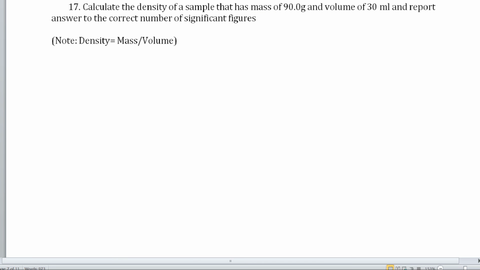Calculate the density of a sample that has a mass of 90 gram and volume 30 milliliter and report the answer to the correct number of significant figures. You know that density equals mass over volume, so if you have a mass of 90 and a volume of 30, you will get 3, because the 0 is cancelled with that 0. So the answer is 3.